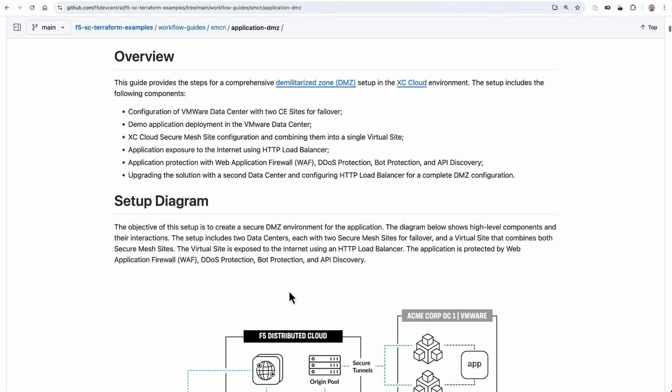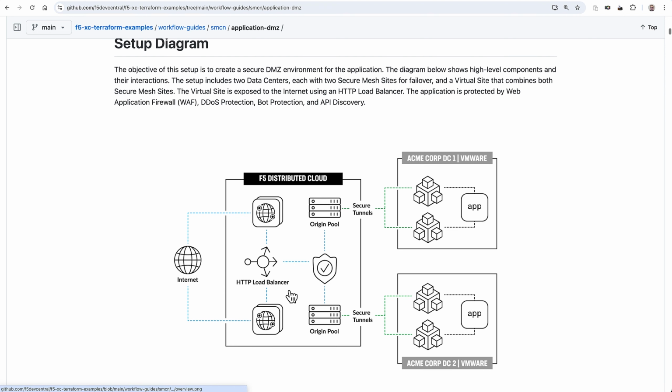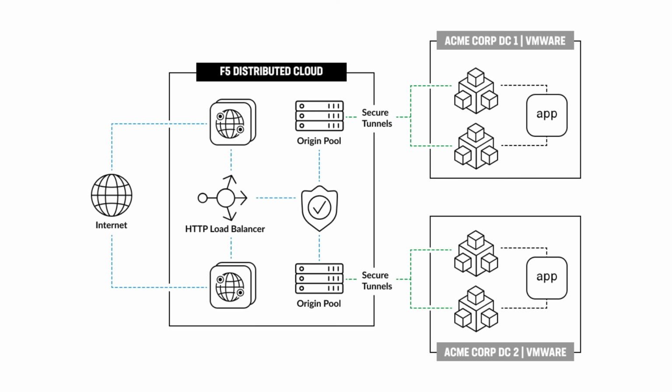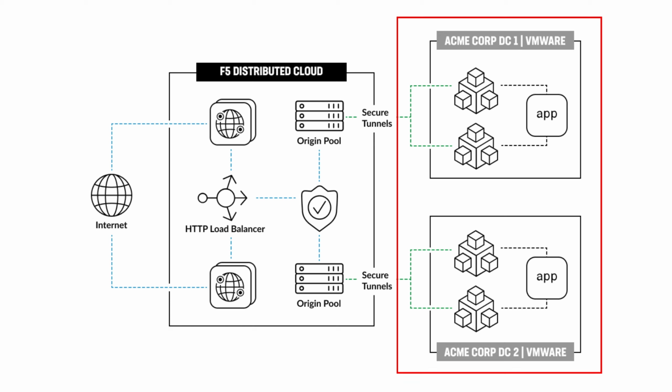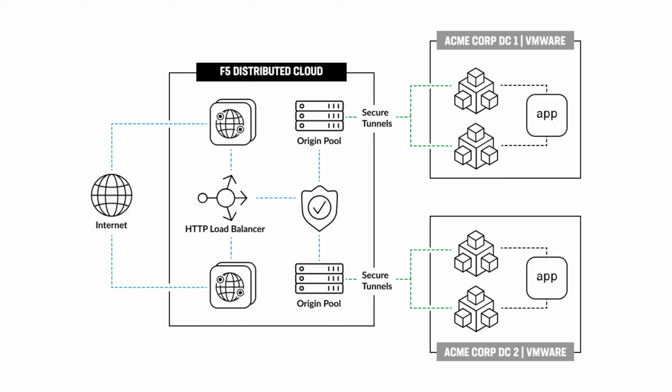The goal of this setup is to use Multicloud Network Connect to establish an efficient and secure DMZ configuration for an app that runs within a VMware environment. The main steps in the guide are for both F5 Distributed Cloud Services portal and VMware environment used for configuration. The guide also provides a sample app, Arcadia Finance, which is exposed to the internet and secured.